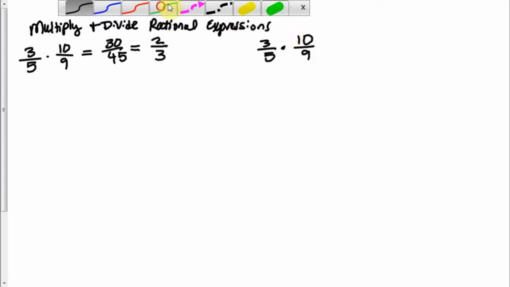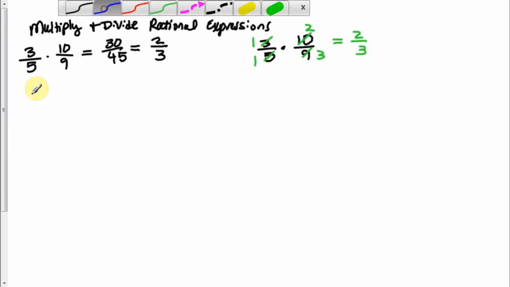Okay? So I'm going to cancel. 3 and 9 are both divisible by 3. So 3 goes into 3 once and into 9 3 times. 5 goes into 5 once and into 10 2 times. And then when you multiply numerator times numerator, denominator times denominator, you get 1 times 2 is 2 over 1 times 3 is 3. So you saved yourself a little bit of work, didn't have to deal with some big numbers. Okay? I show you this problem from elementary school because, again, the same concepts happen in algebra. Okay? All the same techniques are always valid.